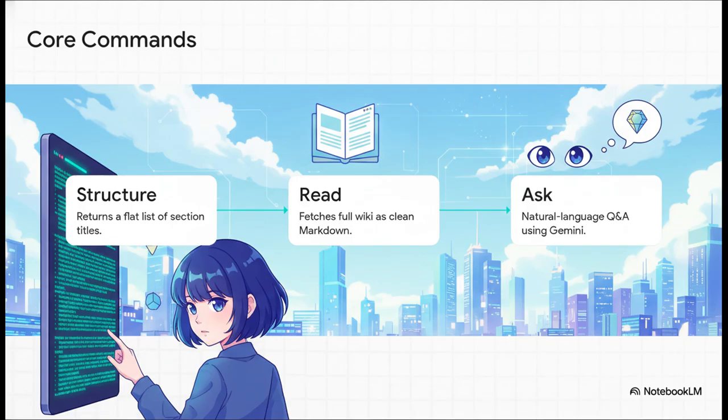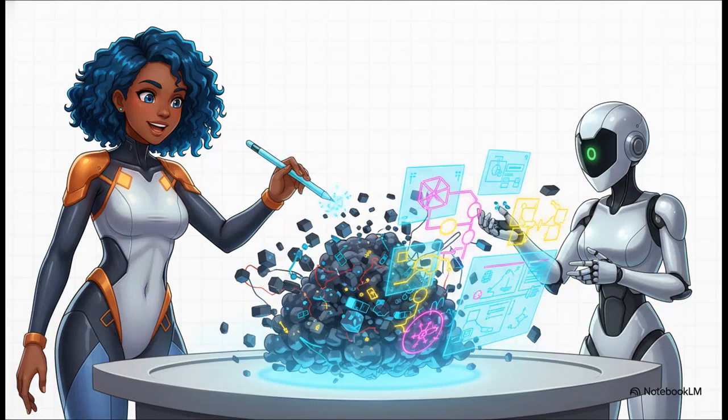Second is read, which fetches the full wiki content. And third is ask, which lets the agent query Gemini against the wiki content in natural language so it gets direct answers with citations. It mimics exactly how a human developer would research a new codebase, but at machine speed. Now, what's super interesting here is the read command.